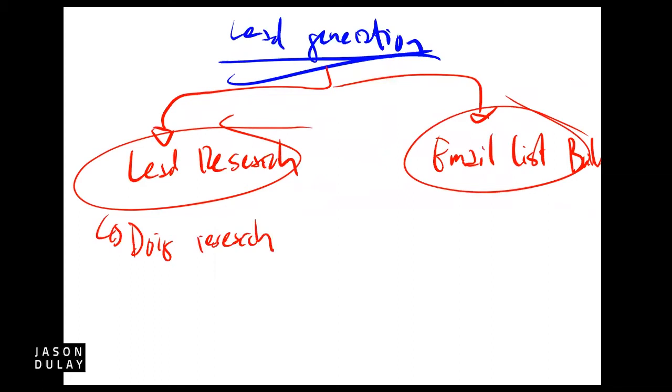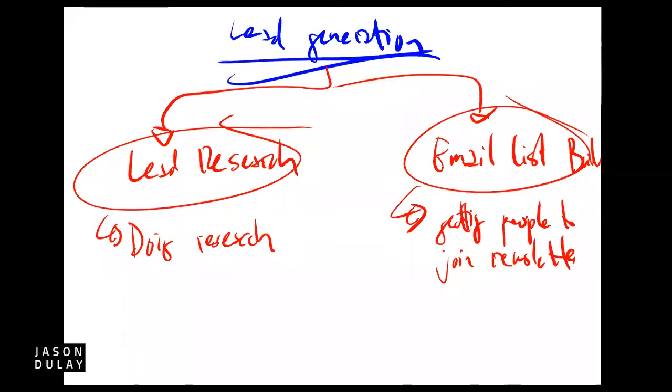But with email list building, you're doing something else. You're getting people to join a list, to join a newsletter. You know how when you go on websites and they have a box saying join our newsletter, or download our free course and join our newsletter? This is list building. So when you're doing lead research, you're finding information. When you're doing list building, you're marketing a certain newsletter to people.